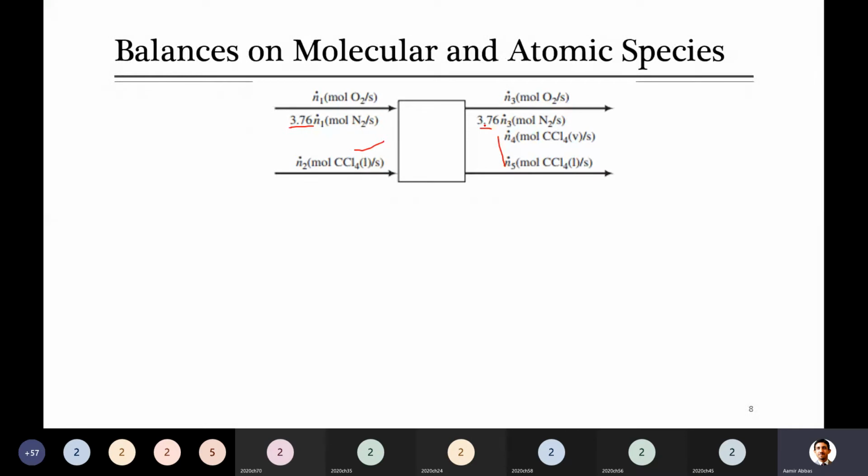What about the balance of CCl4? Is it independent of these two or not? Yes, that will give you another independent equation like N2 is equal to N4 plus N5. So that's an independent equation. Overall, you wrote here three equations, but two are independent.